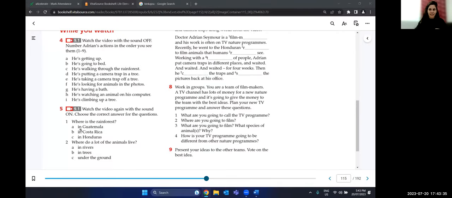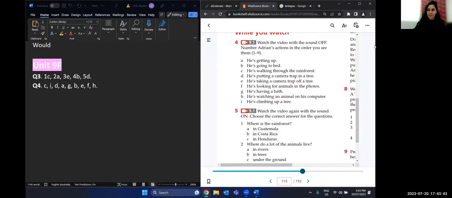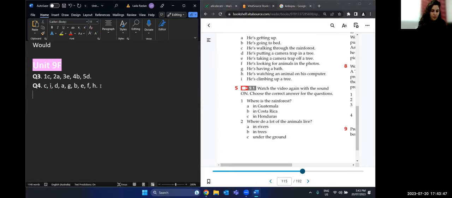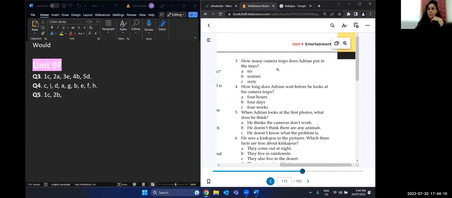Okay, so let's answer some questions. Where is the rainforest? Honduras. In Honduras? Yes. So one, C, in Honduras. Where do a lot of the animals live? Two, B. How many camera traps does Adrian put in the trees? Six. How long does Adrian wait before he looks at his camera traps? 4 weeks. 4 weeks. 4C.